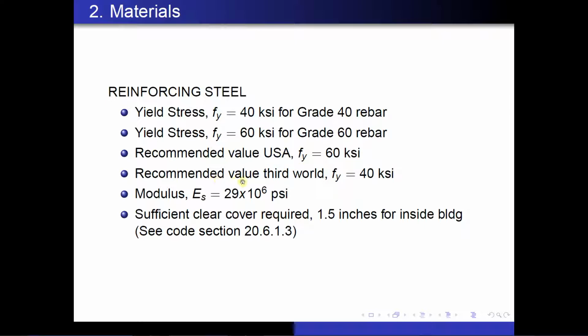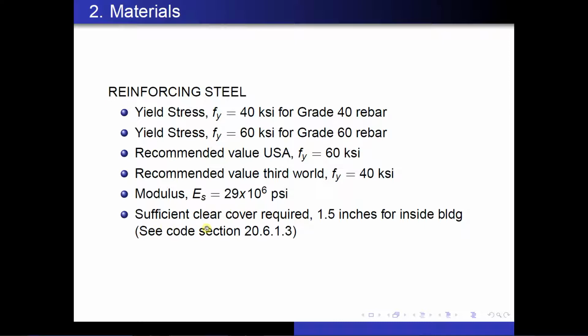The recommended value in third world countries is probably best to use Fy equal to 40 KSI. The reason for that is that sometimes in third world countries they don't have the higher strength rebar as readily available, and so I kind of recommend that you use this one. We also have here the modulus of elasticity for the steel, which is 29 times 10 to the 6 psi.